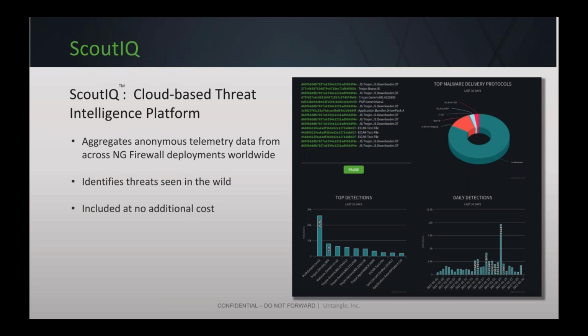If there's an Untangle server in England that sees a new piece of information attached to malware or ransomware or something like that, it will upload that information into Scout IQ where that's aggregated and then basically dispersed to all the other Untangles worldwide. So as soon as that box in England sees something no one else has seen, it tells Scout IQ, which then tells everyone else.